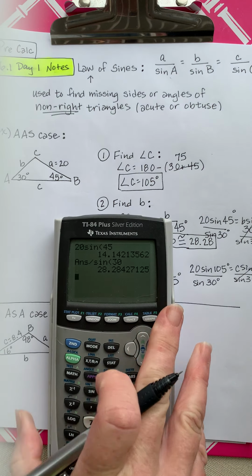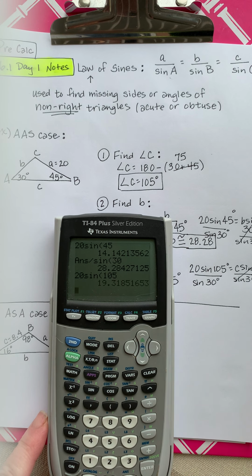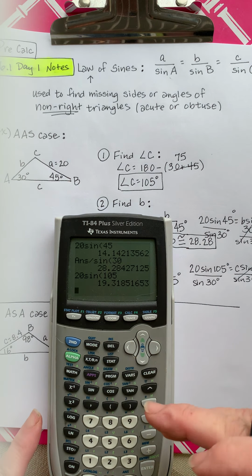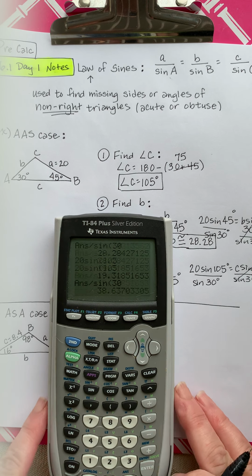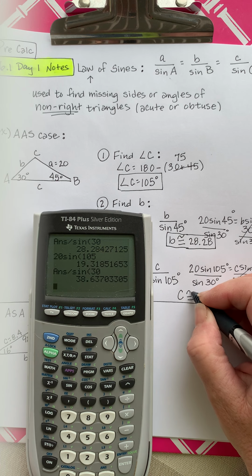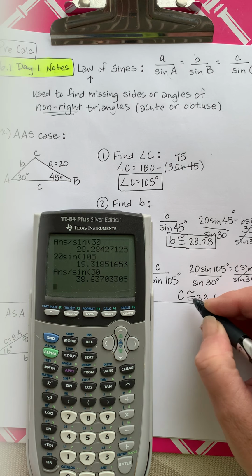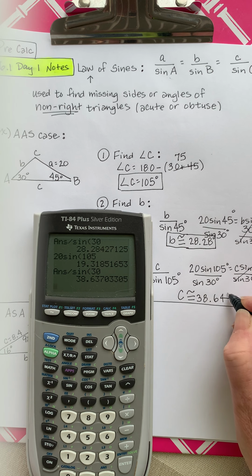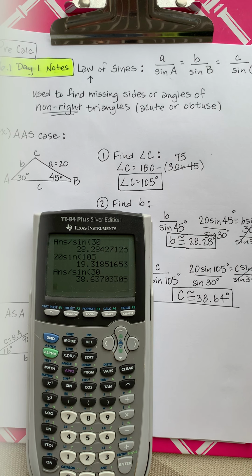I'm going to go to my calculator. I'm going to do 20 sine of 105, hit enter or end your parenthesis, divided by the sine of 30. Okay, and that gives me C is approximately equal to 38.64. Okay, oh, forgot to put degrees on both of those, and I should.